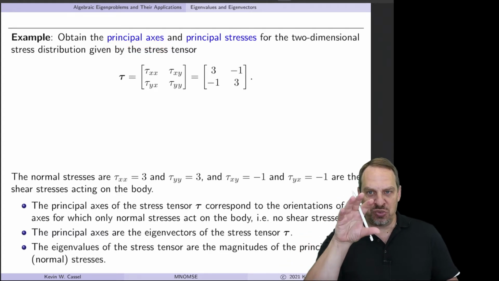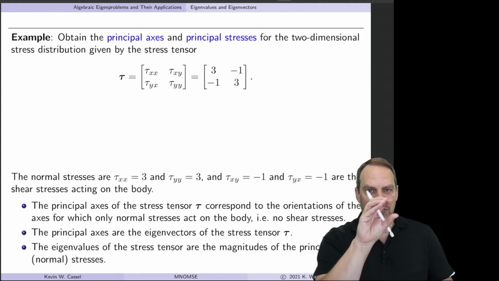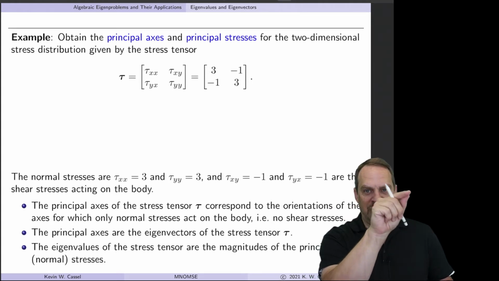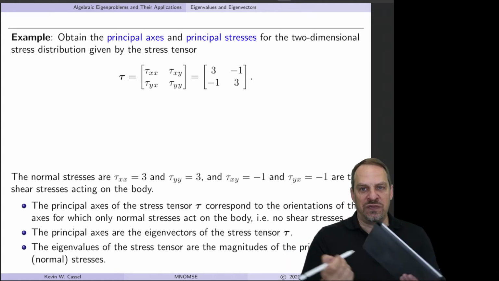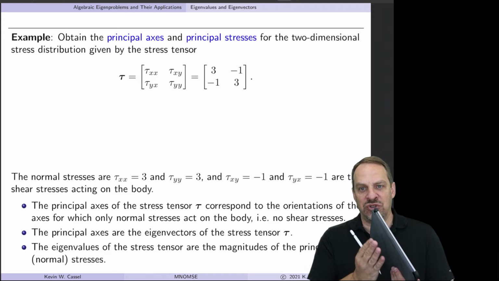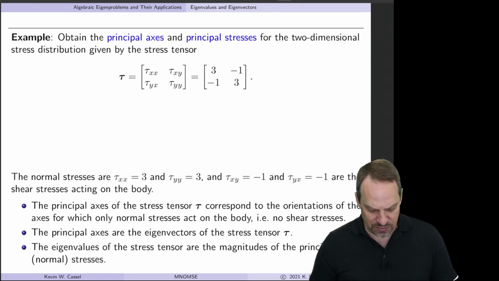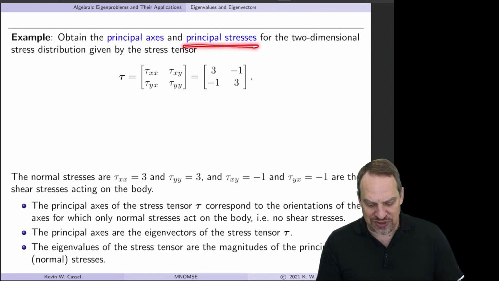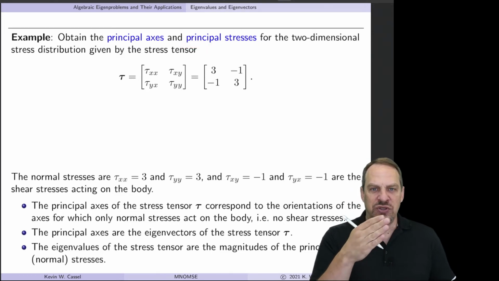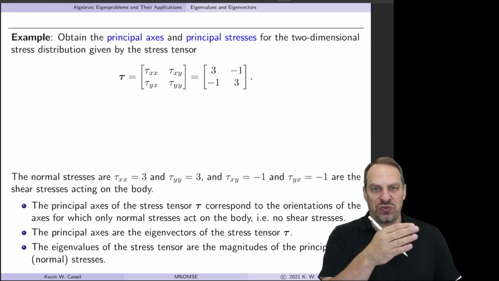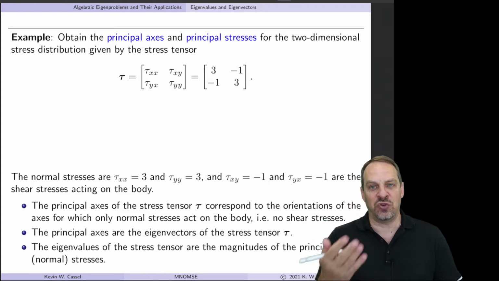And so we're looking for those principal axes. Remember, that's the vantage point with respect to which, if I look at my stress state at that point, I only have normal stresses, no shear stresses. That's what we're looking for. And then the principal axes are those directions. So it's the directions of the new coordinate system with respect to which we only have normal stresses and no shear stresses.